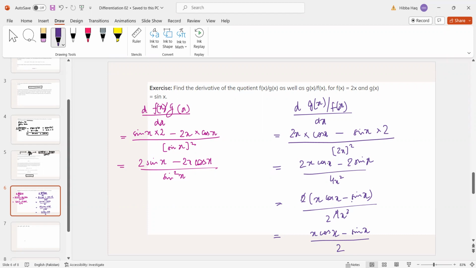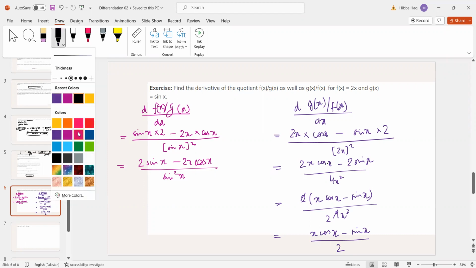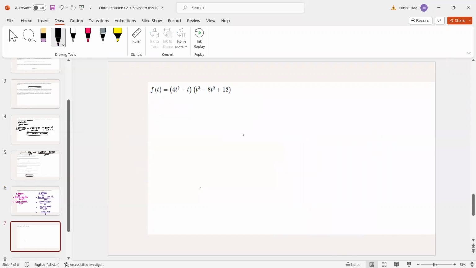So basically, this is all you need to know regarding the quotient and the product rules. We're now going to practice a few questions from your past papers to see the kind of questions that you can expect in your exam.